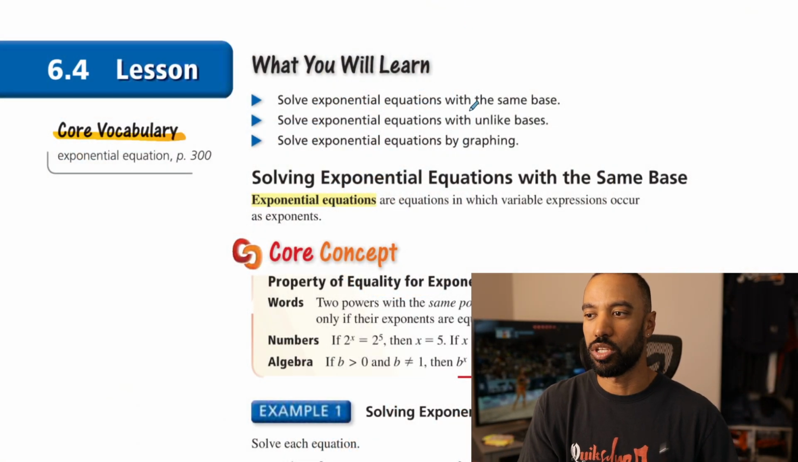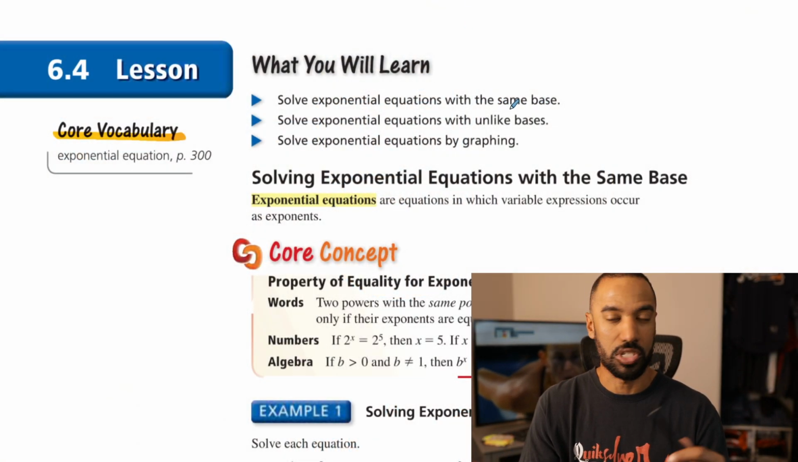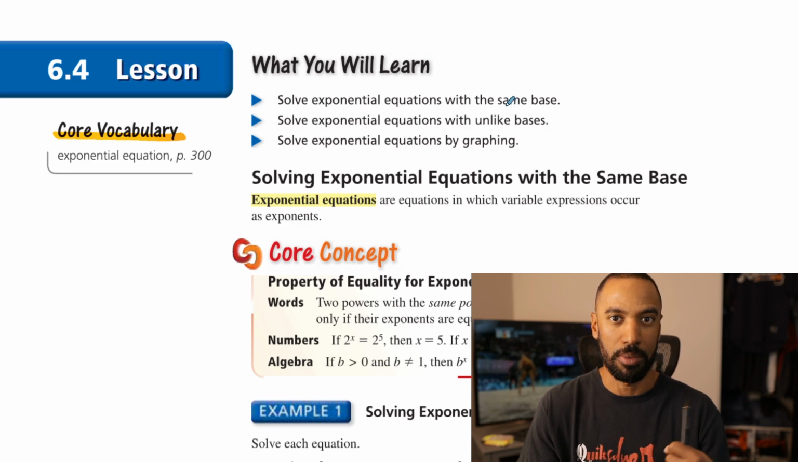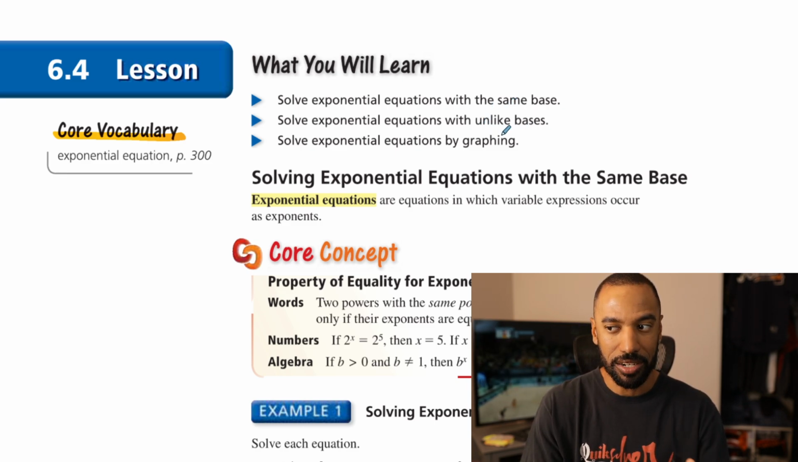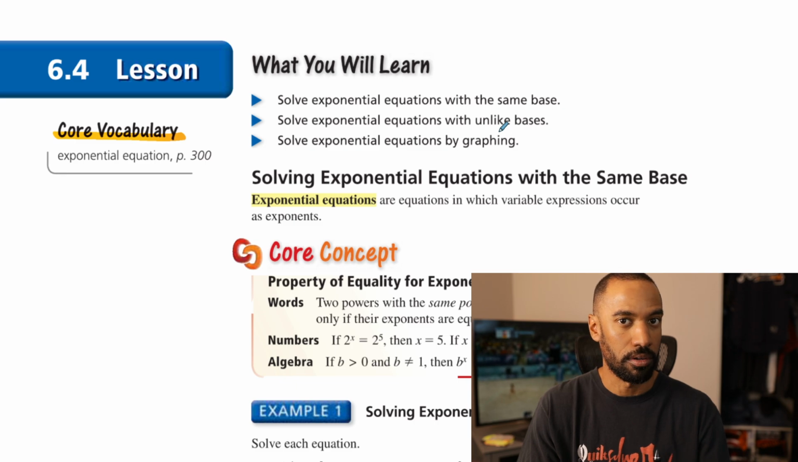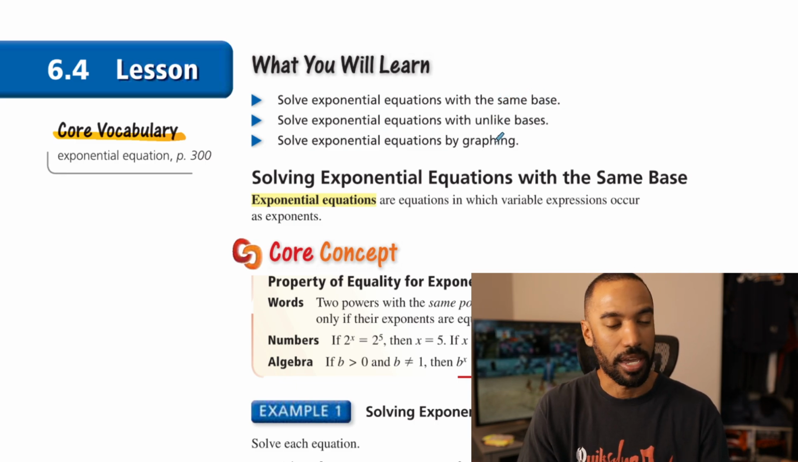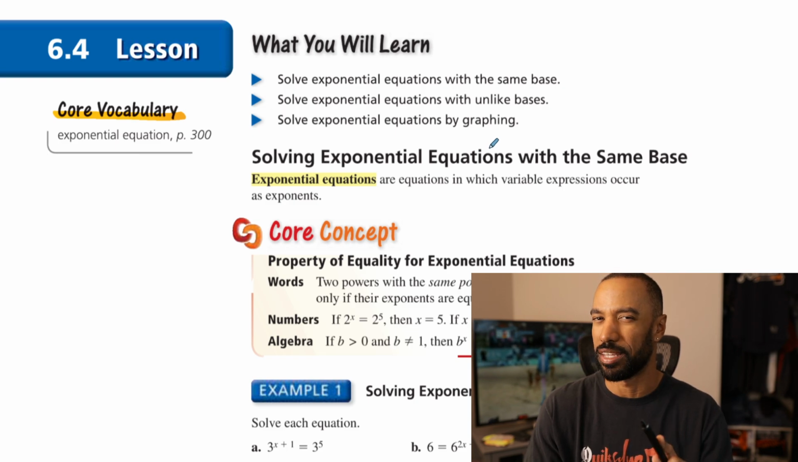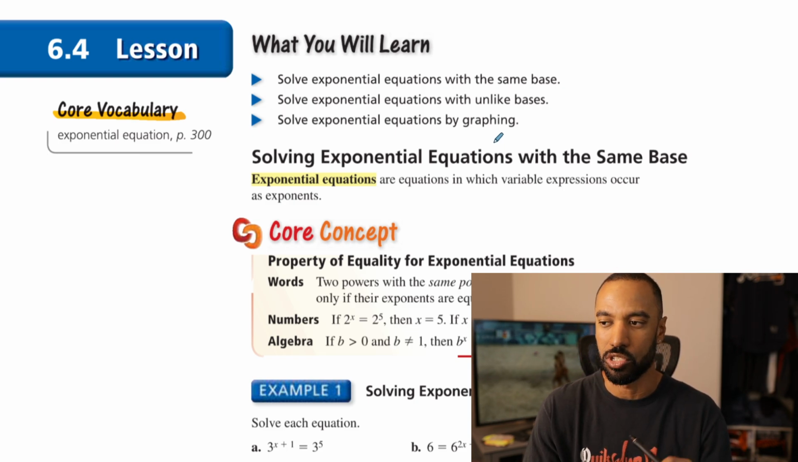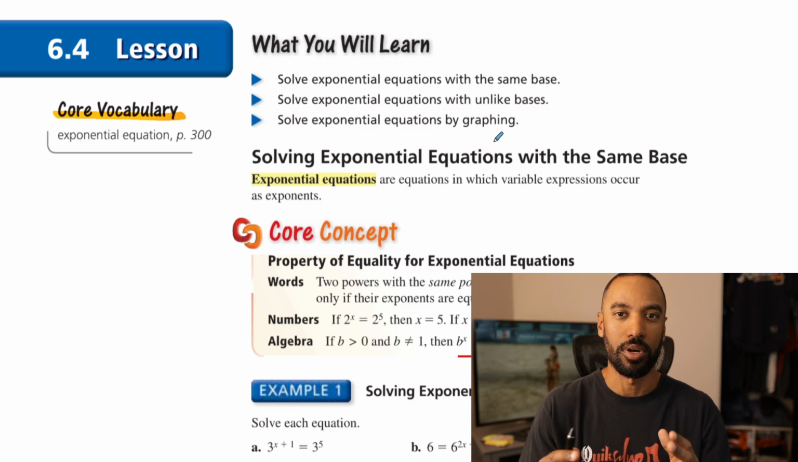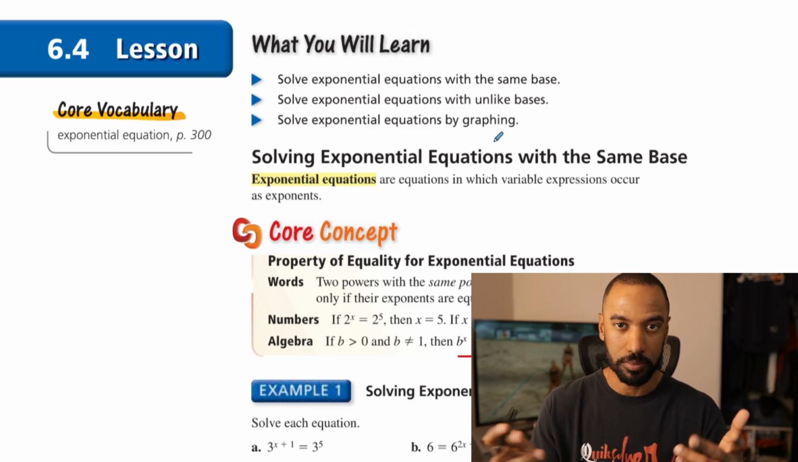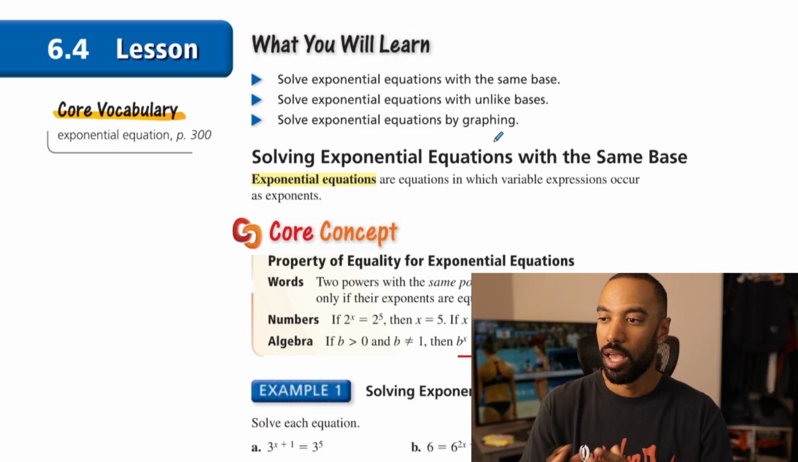We're going to solve exponential equations with the same base. These ones are significantly easier to do, and they'll make sense into what we're going to do when we have unlike bases, or at least what our objective is. Our objective is to get to the same base. That's going to be the idea. And then we will solve by graphing. Okay, I actually didn't know that. But we might use the graphing calculator. Maybe that's the difference. So, like I said, I'll let you know if I'm going to attach graph paper down below for you guys as well.